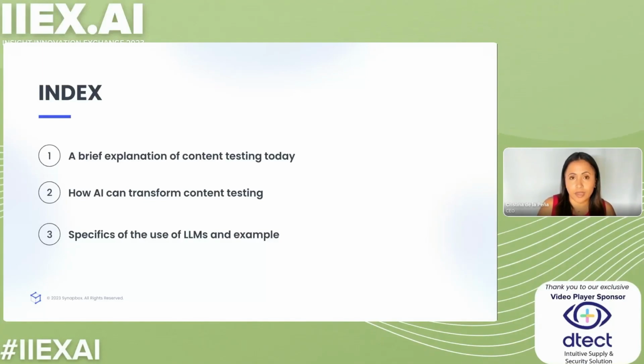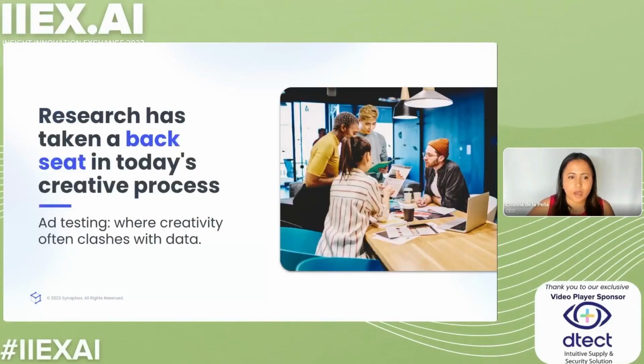Second, we're going to be talking about AI and how AI can help us improve a lot of what we're doing today on creative content testing. And finally, we're going to have a little bit of a deep dive into LLMs. What are LLMs? How do they help us as well to achieve everything we want in terms of improving creative content testing?